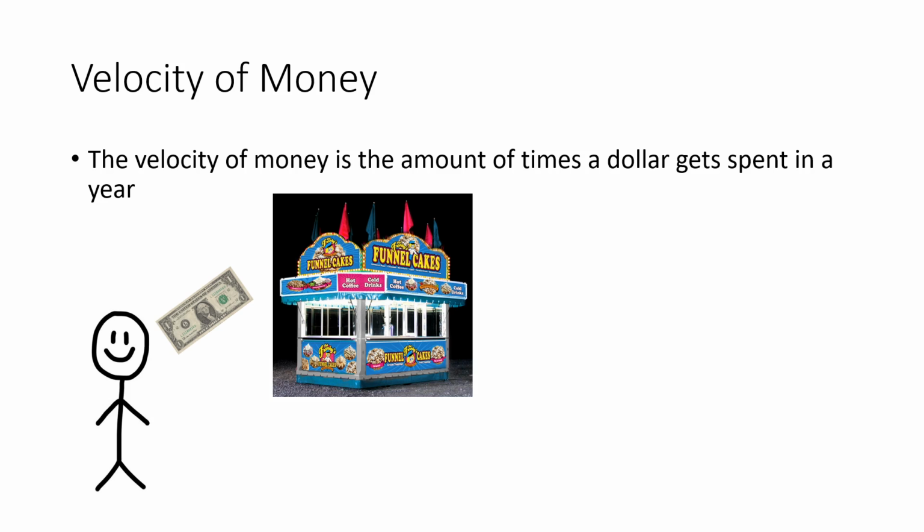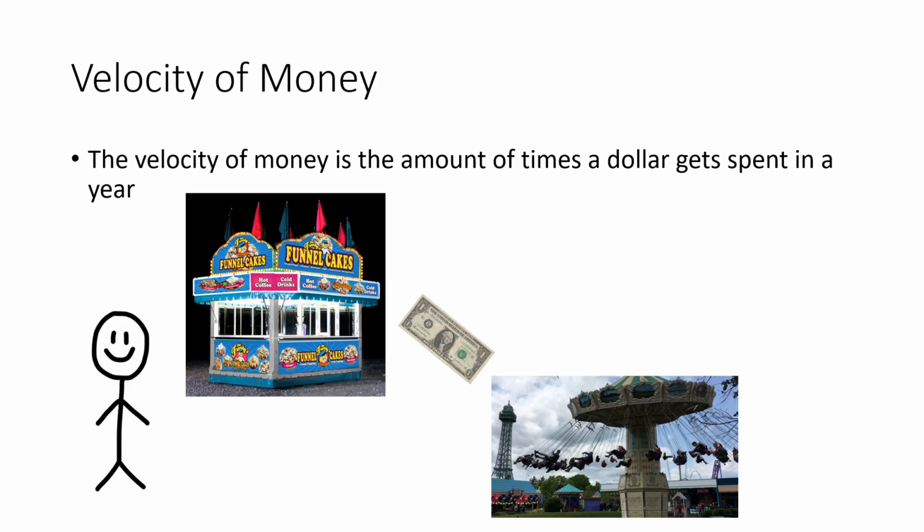So imagine that at the beginning of the year, I have $1 in my pocket, and around March or April, I decide to go to a festival, and at the festival, I buy a funnel cake. And when I buy the funnel cake, I give the dollar that was in my pocket to the man working the funnel cake stand. So I've spent that dollar one time.